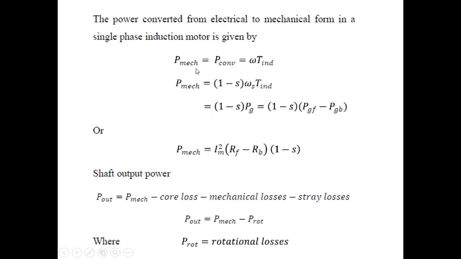From there, we can calculate the mechanical power developed as given by this, or 1 minus S times the synchronous speed multiplied by the induced torque, or the mechanical power can also be given by this equation. And finally, the shaft output power will be the mechanical power minus all the mechanical losses, which constitute core losses, mechanical losses, which sometimes are called friction losses, and stray losses.